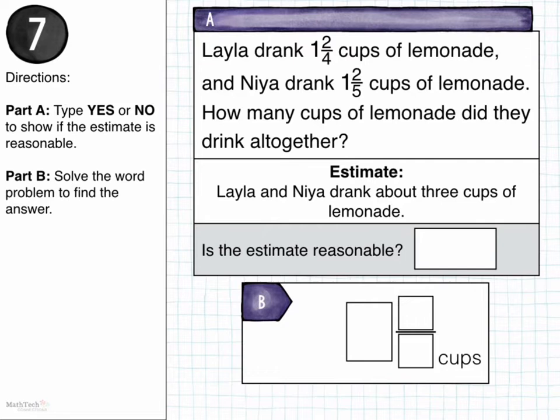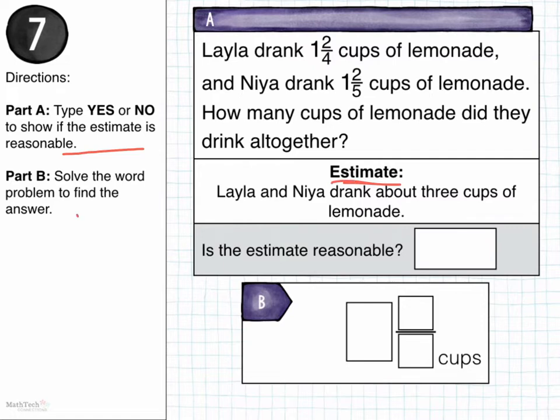Let's try another one of these word problems. Here we've got Layla. Layla drank 1 2/4 cup of lemonade, and Niya drank 1 2/5 cups of lemonade. How many cups of lemonade did they drink altogether? For part A, we're supposed to say whether this estimate is reasonable. Layla and Niya drank about 3 cups of lemonade. This is the estimate that they give us.